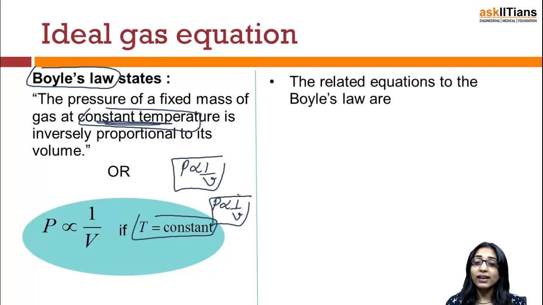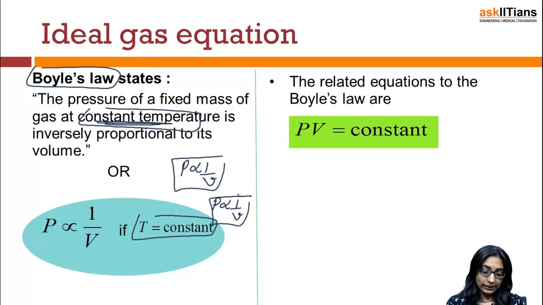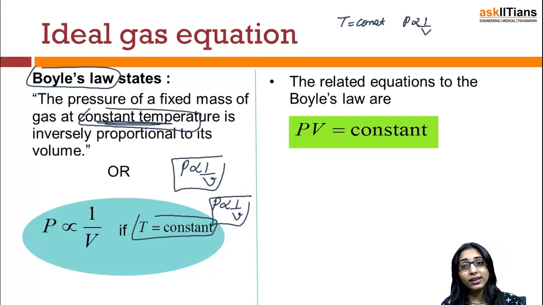Next, the related equations to Boyle's law. We have simply said that on keeping the temperature constant, P is directly proportional to 1 by V. To remove the proportionality sign, I'll say P is equal to some constant K by V.